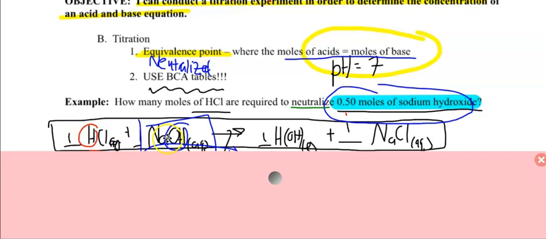The H and the OH are going to go together and form water, H2O. Leave it as HOH, it's fine. What's left over? Na and Cl. There's your salt. Water is a liquid. Sodium chloride, when dissolved in water, is aqueous.